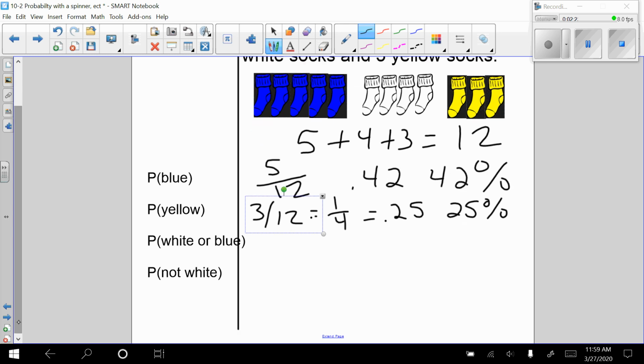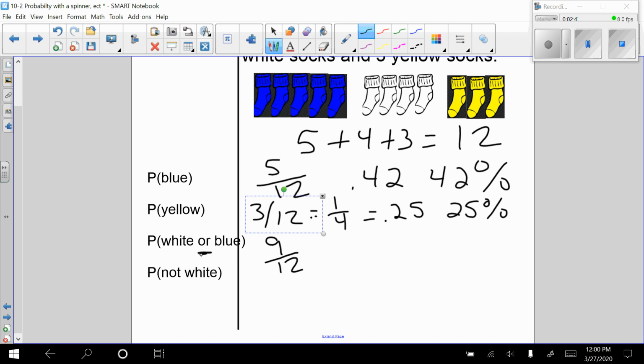Now, what about white or blue? Well, now we have to figure out how many white or blue socks I have all together. That means you're going to count the blue plus the white. There's 9 of them out of the 12. And you're going to learn that that or word means something as we go on. Or means I'm going to put what I have together. And later we're going to see what happens if it says and. But today we're going to look at the or right now.